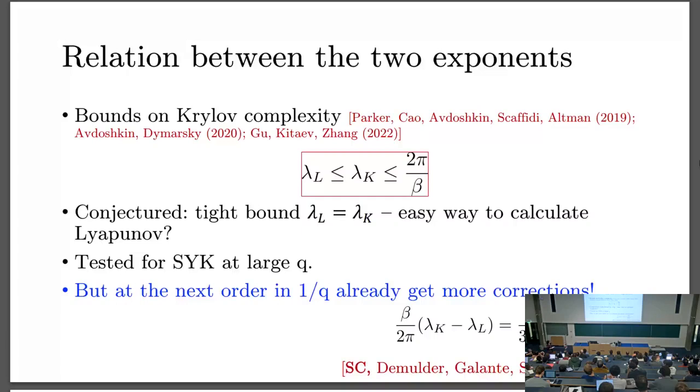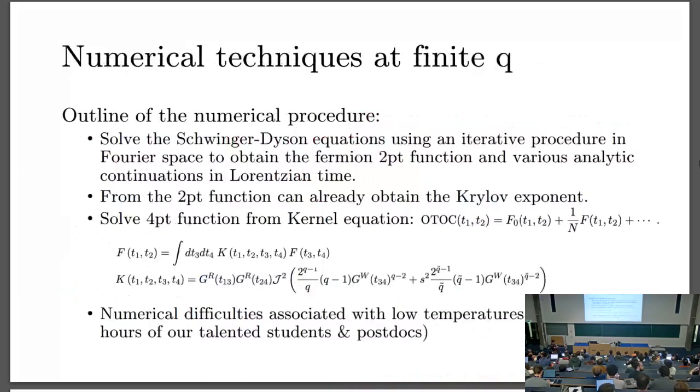I would say that we did test that, and anywhere except SYK at large Q it doesn't work. So these two exponents are absolutely not the same, and only one of them can diagnose chaos. Here I'm showing you just the next order in a 1/Q expansion. You can already see that there is a small deviation between the two exponents.